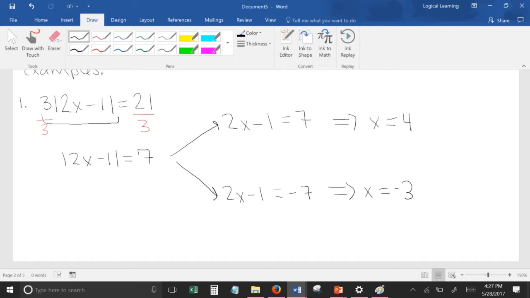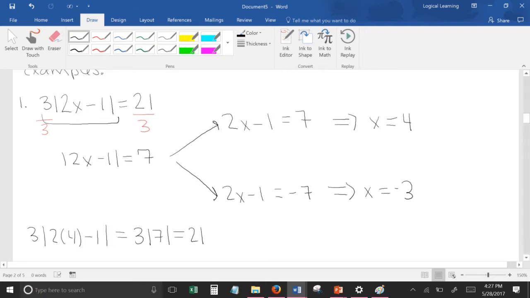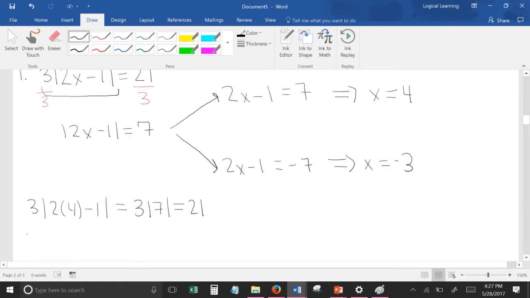And then we can see that if we put that back in, we have 3 times the absolute value of 2 times 4 minus 1. 2 times 4 is 8, 8 minus 1 is 7, so it's going to be 3 times the absolute value of 7 is equal to 21, and the absolute value of 7 is just 7, and 3 times 7 is 21, so we can see that that's correct.